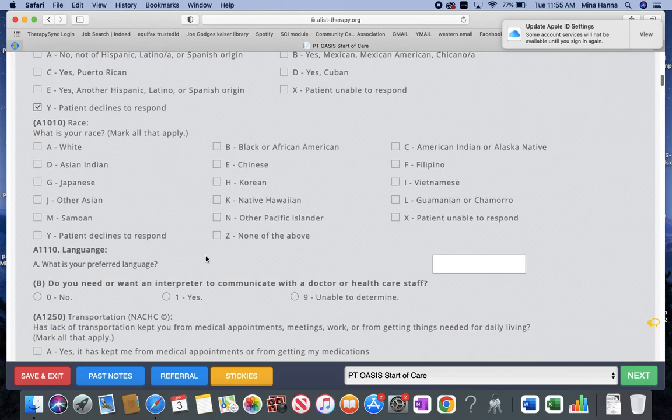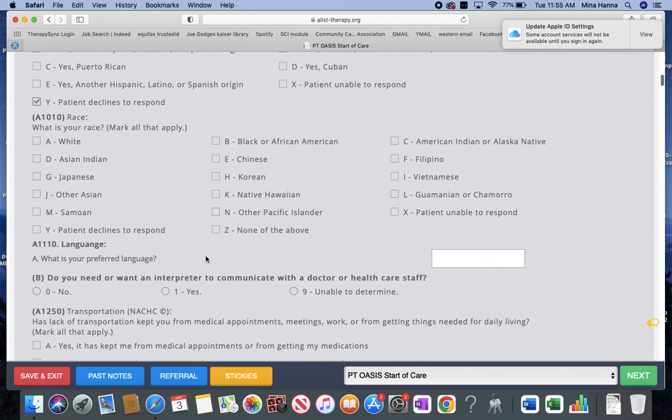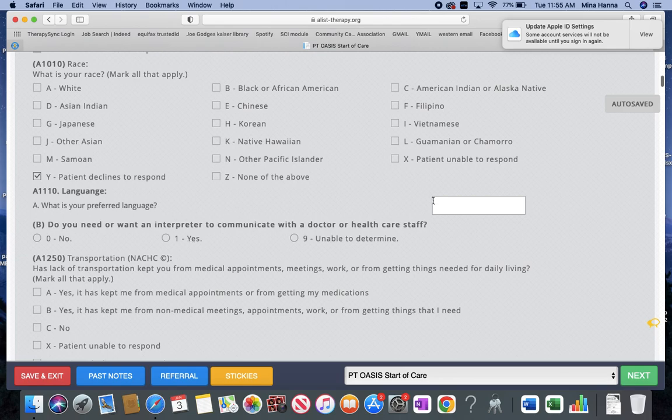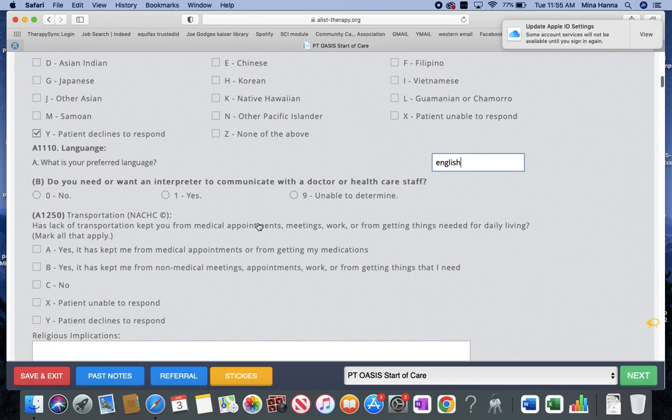Same thing, again, we've all done these questions on some forms or another. Are they white? Are they Hispanic, Vietnamese, etc.? If they choose to decline, you can put patient declined to respond. What is your preferred language? I mean, this one's pretty simple. Maybe it's Spanish or English or whatever language the patient's speaking.